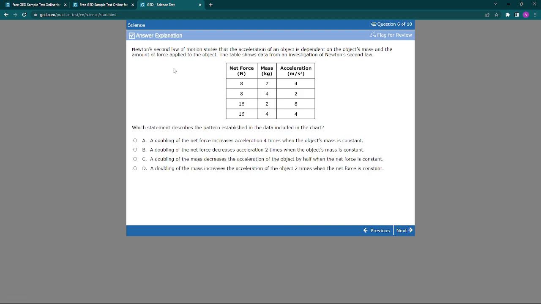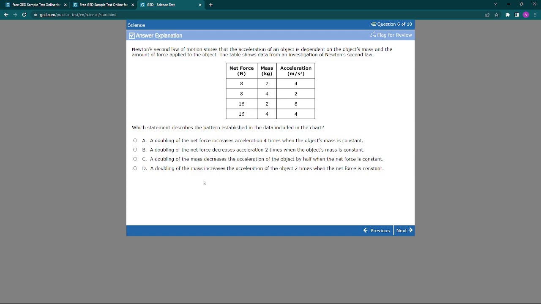All right. Newton's second law of motion states that the acceleration of an object is dependent on the object's mass and the amount of force applied to the object. The table shows data from an investigation of Newton's second law. Which statement describes the pattern established in the data included in the chart? Even just looking at it, as force goes up, mass and acceleration. Oh wait, so more mass, less acceleration. That makes sense, like a drag.